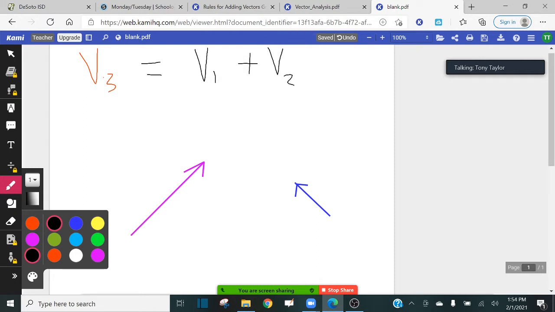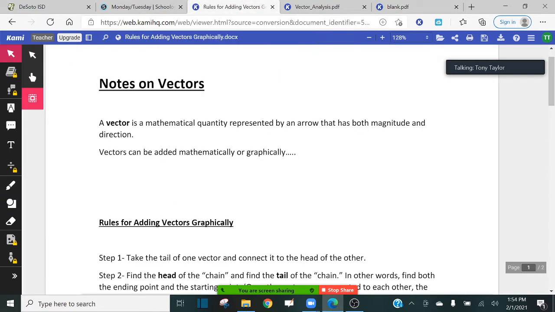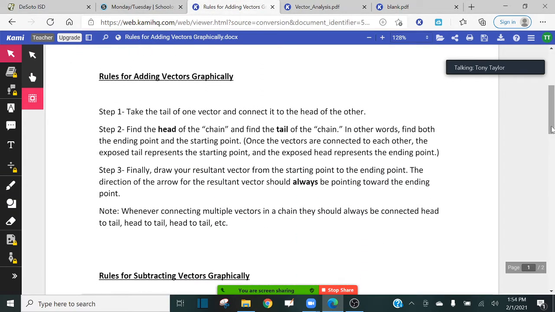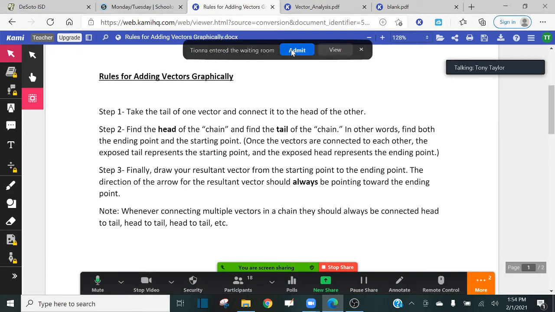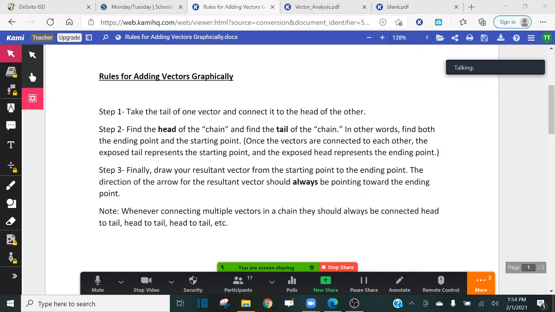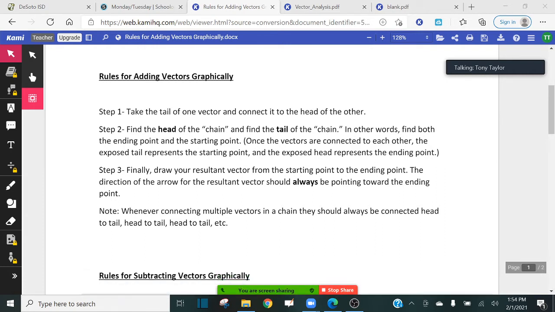How do we add vectors graphically? This is what I want to focus on today. Okay. So there are 3 steps that involve you adding vectors graphically. In other words, how to combine these arrows to visualize how the resultant vector is going to look.